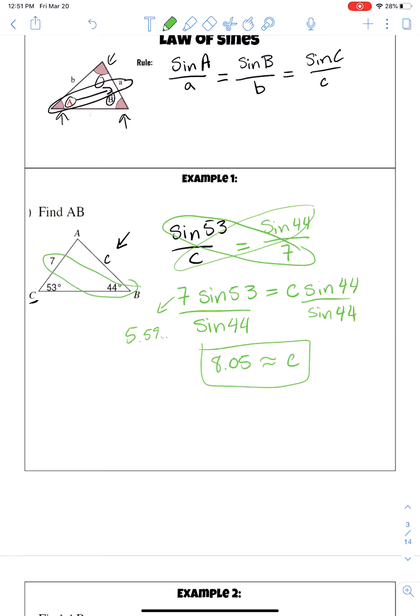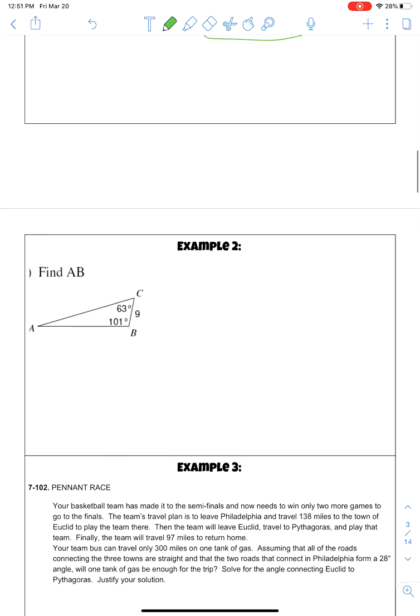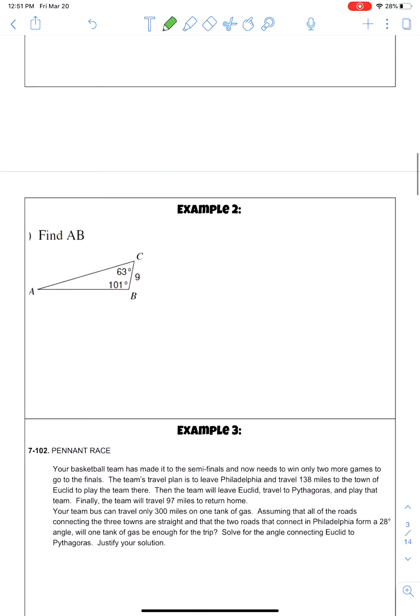And then you can ask yourself if that makes sense. So we know that this angle 44 is opposite a side that's 7. This angle right here, 53, is slightly larger, so the side that's opposite it should also be slightly larger, which it is, 8.05. So that answer makes sense. We're calling it good. Moving on to the next example.